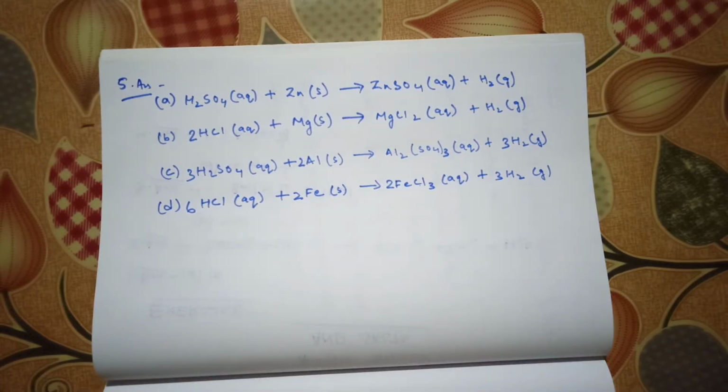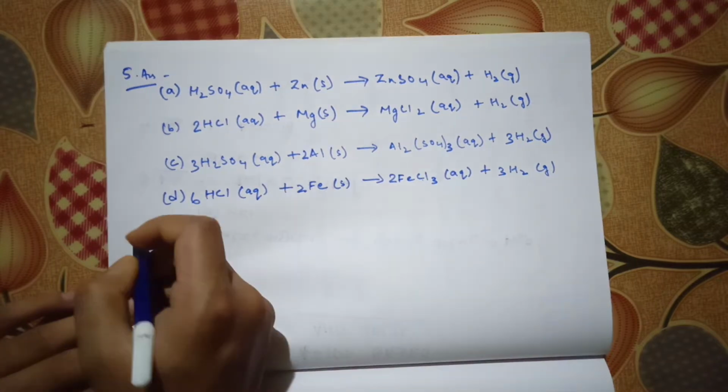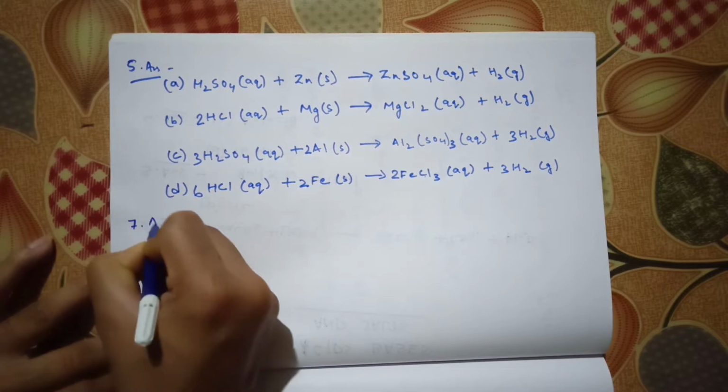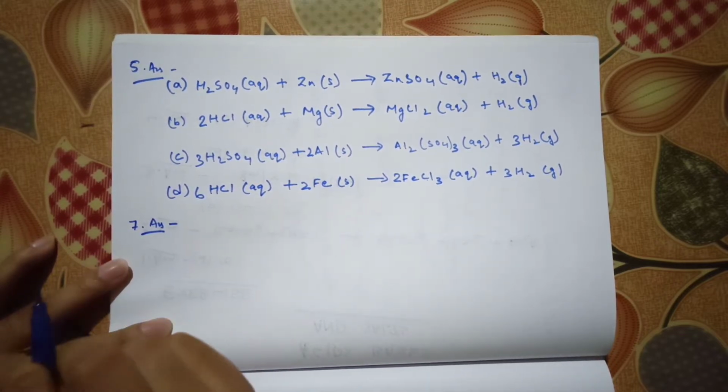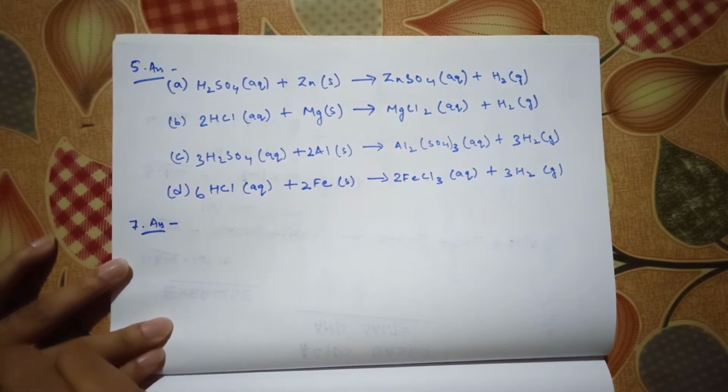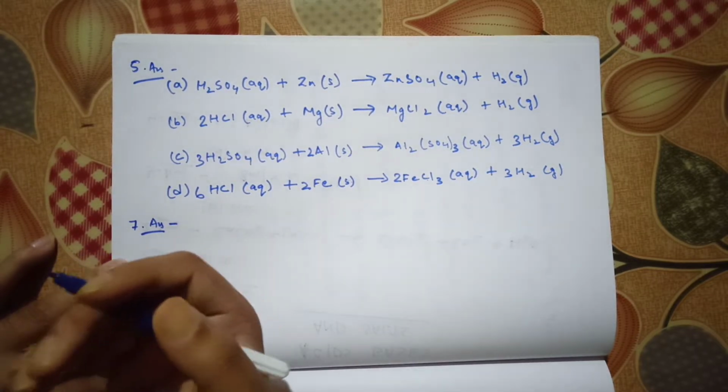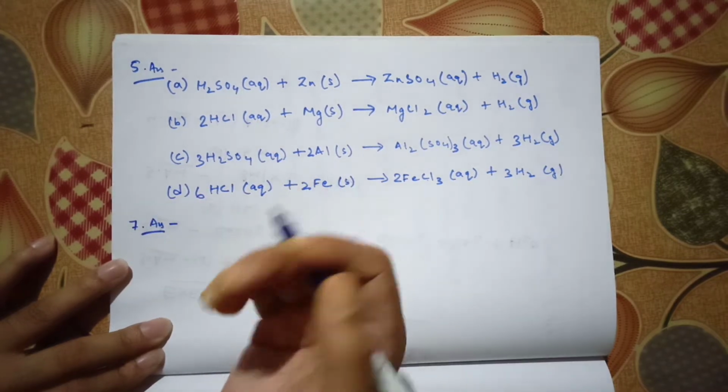Now question number 6 will be solved in a different video because we have to do an activity there. So we are moving on to the next question, which is 7. The question asked is, why does distilled water not conduct electricity whereas rainwater does?